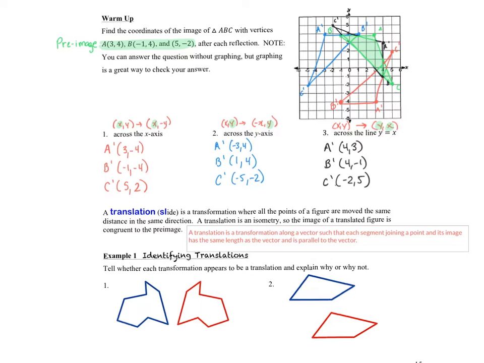Okay, I added something to the definition of translation, which is a slide, because we start talking about vectors all of a sudden. I want you to understand that a translation is a transformation along a vector, such that each segment joining a point and its image has the same length as the vector and is parallel to the vector. So this idea of a vector is thrown in here. It's really just what we've been doing all along with the translation, so I don't want you to be too thrown off by that.